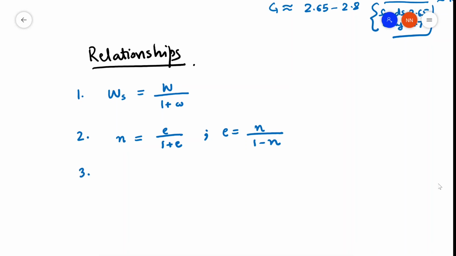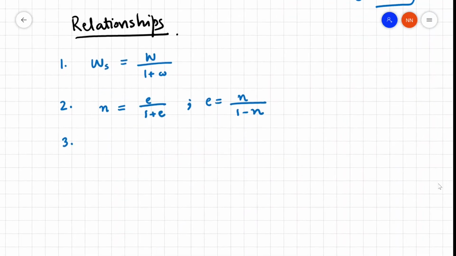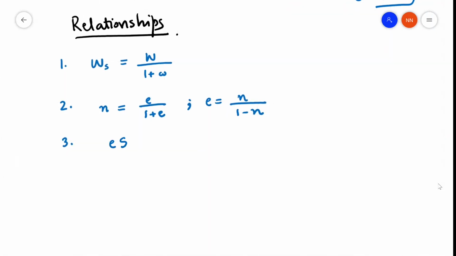The third one is very, very important, and it's called eS equals Gw, the relationship between void ratio, saturation, specific gravity of solids, and water content. And finally, a very important relationship for unit weight, which is gamma equals gamma w times (G plus Se) over (1 plus e). Very important.